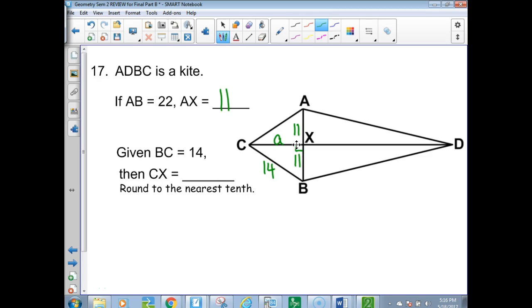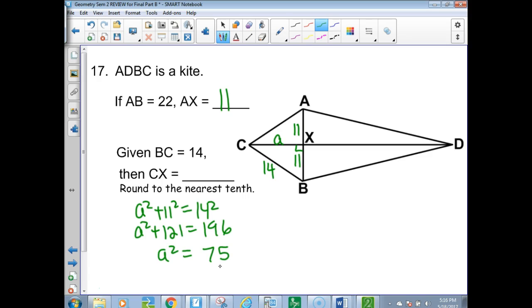I know that the diagonals of a kite are perpendicular, so I'm going to use the Pythagorean theorem here, as we've done so many times. A squared plus 11 squared is 14 squared. A squared, let's see, 121 and 196. We need to subtract. 196 minus 121 would be 75.